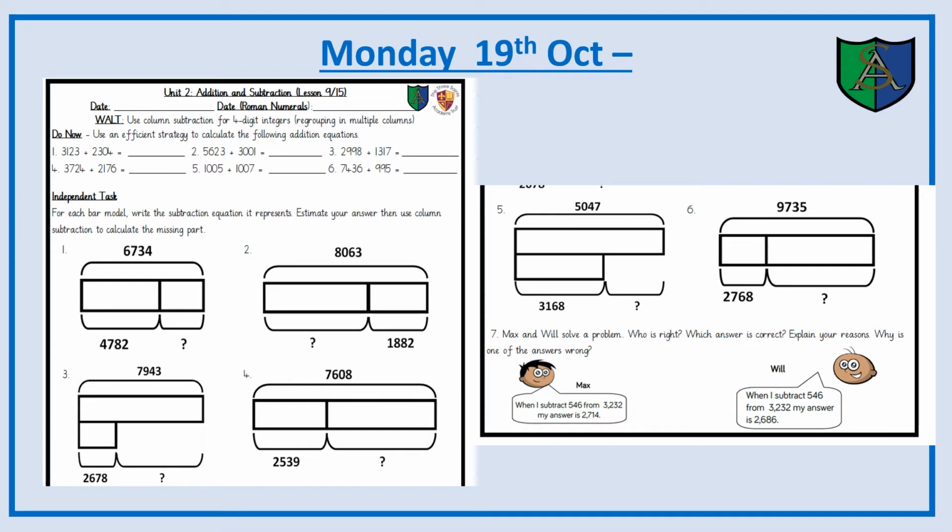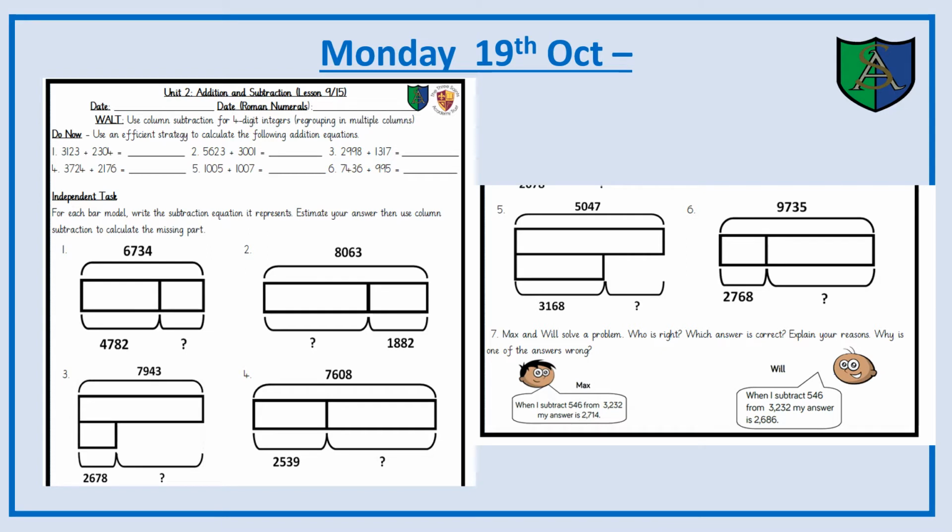So if I talk you through number 1, my whole for number 1 is 6,734. I know one of my parts is 4,782. My whole, take away my known part, will leave me with my unknown part. Whole take part equals part. Just like part add part equals whole.